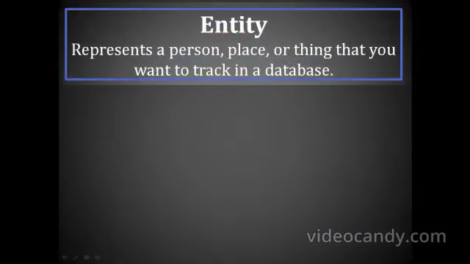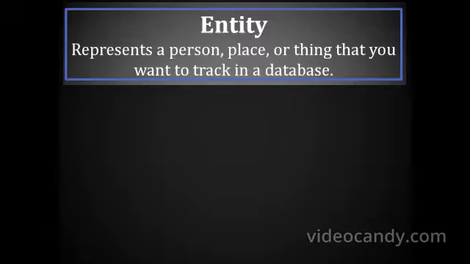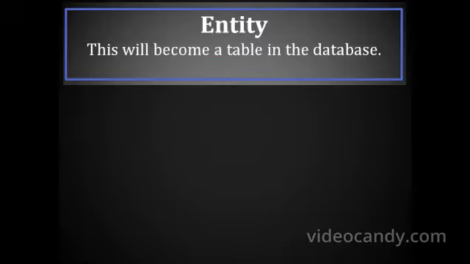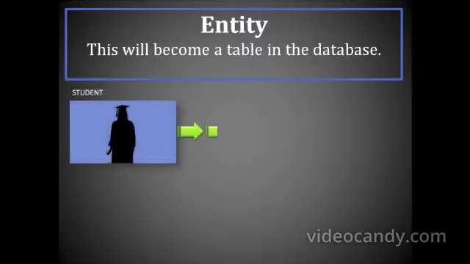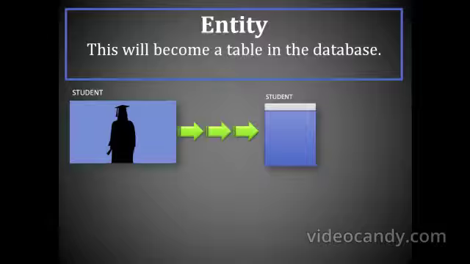First, we have entities. An entity represents a person, place, or thing you want to track in a database. In this example, student. This will become a table in the database. So you're saying a student is an entity? Kind of. Student is more of a container which will hold many students. Entity basically means that all of the things that are like a student will be grouped together under student. So there will be this table of students?